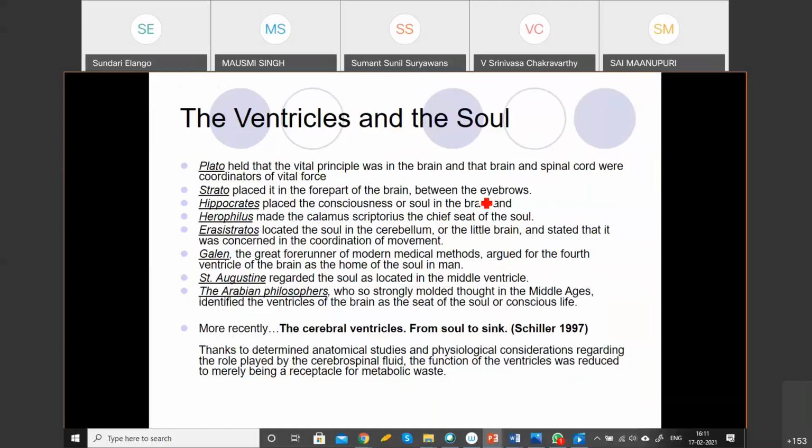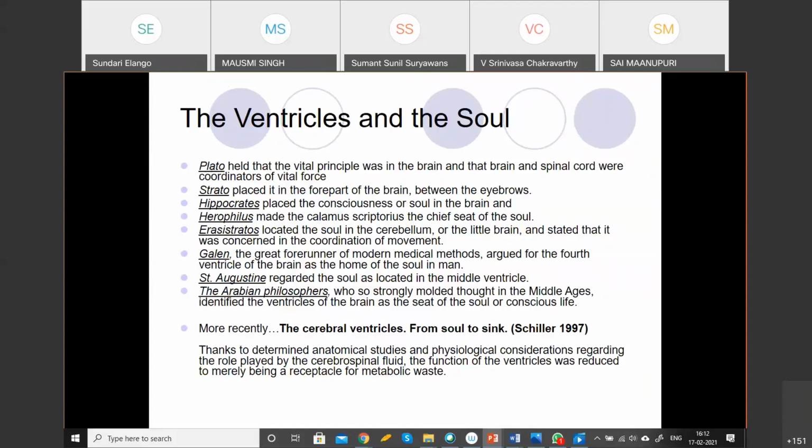Where is it in the body? Now, for the soul to sit, you need to have some space available, some empty space. Where is such empty space? So people thought that, okay, within the brain you see these little cavities, emptinesses. Maybe the soul is sitting there. So many people have thought that the soul sits inside the ventricles. You can call it soul, you can call it vital force, but it sits inside the ventricles.